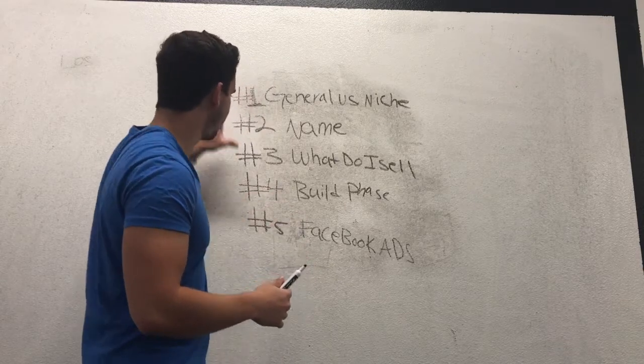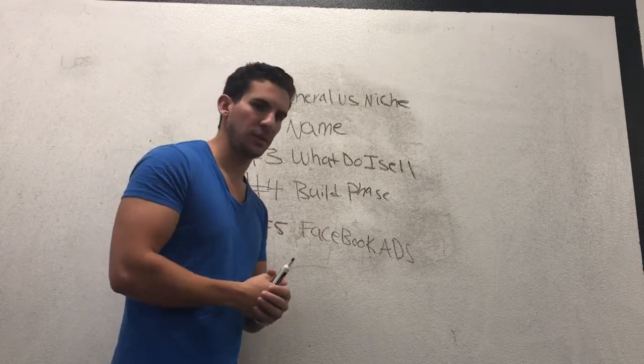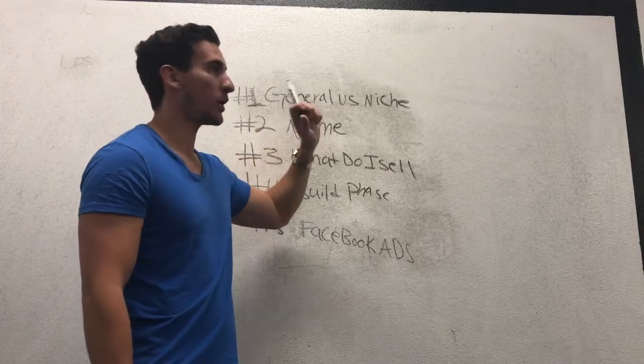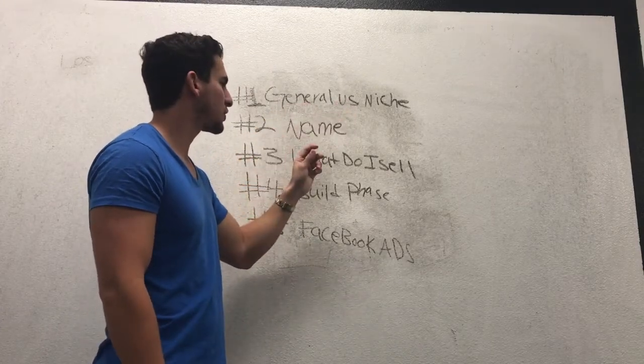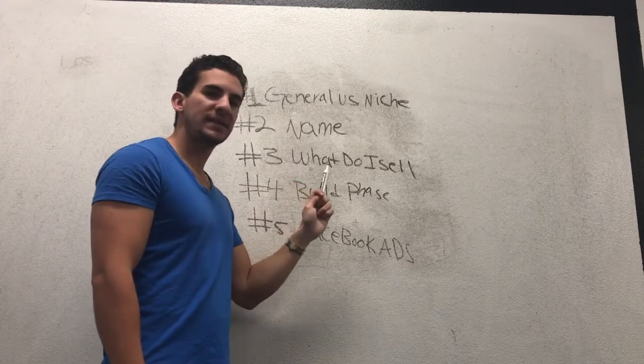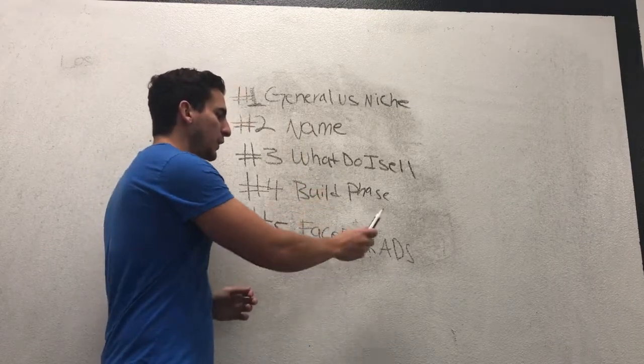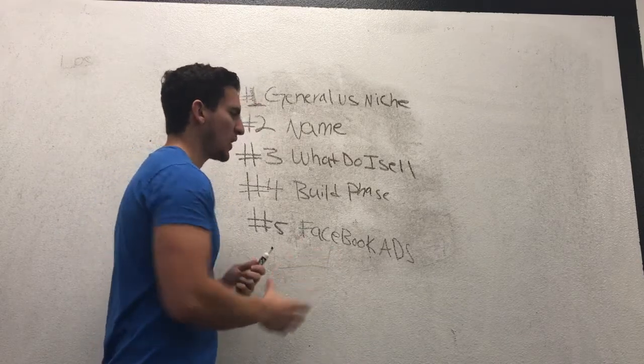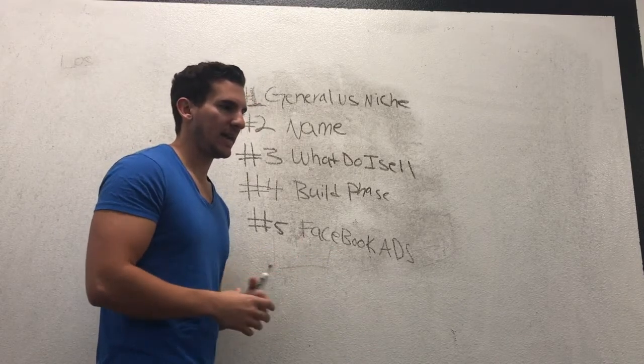So these are pretty much the 5 steps to get started with building a Shopify store. Number one, you've got to first figure out whether you want to do a general or niche store. You've got to figure out the name of your store. You have to figure out what you want to sell, and then you have to build out your entire store. Once your store is built out, then you start driving traffic with Facebook ads, and you start getting sales.